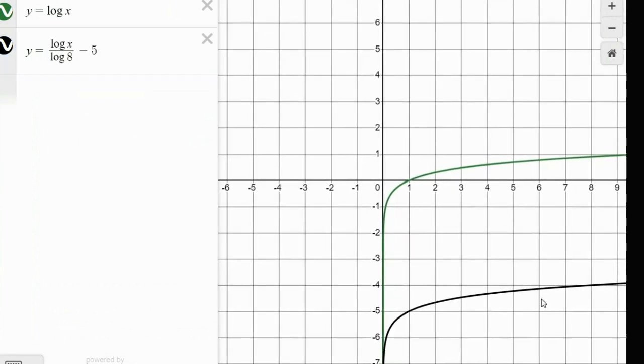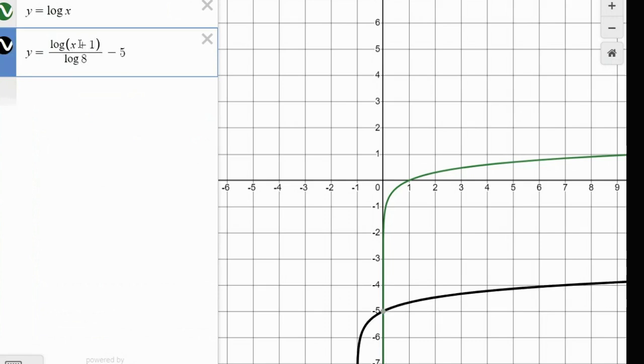Minus 5. So look, I shifted it down 5. We don't want it to be part of the fraction because that fraction was just to help us graph base 8, log base 8 of x. If we were shifting it left and right also, we would do the x plus 1 or whatever in parentheses on top of the fraction. So that'd be log base 8 of x plus 1, and then minus 5 is at the end of the equation. Notice that shifted it left and down.